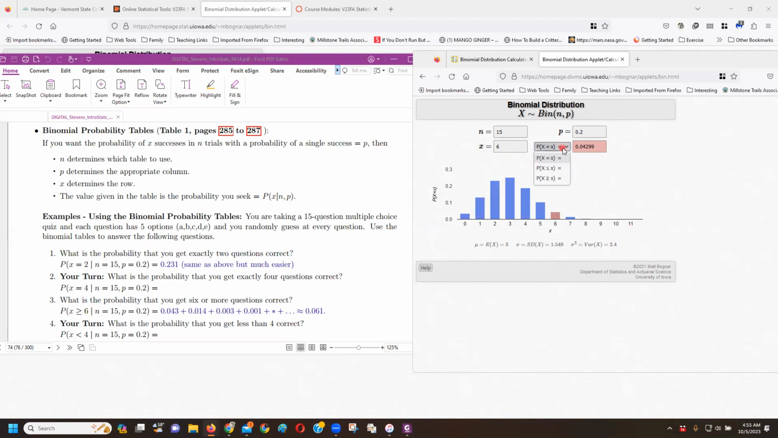But let's see. You see that drop-down. I can go greater than or equal to the chosen X value. And see how it's shading those all pink? So that would be inclusive of 6.